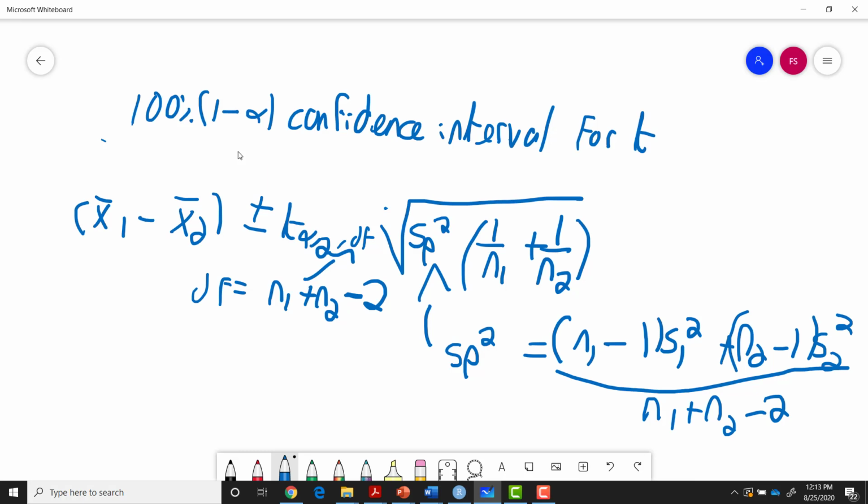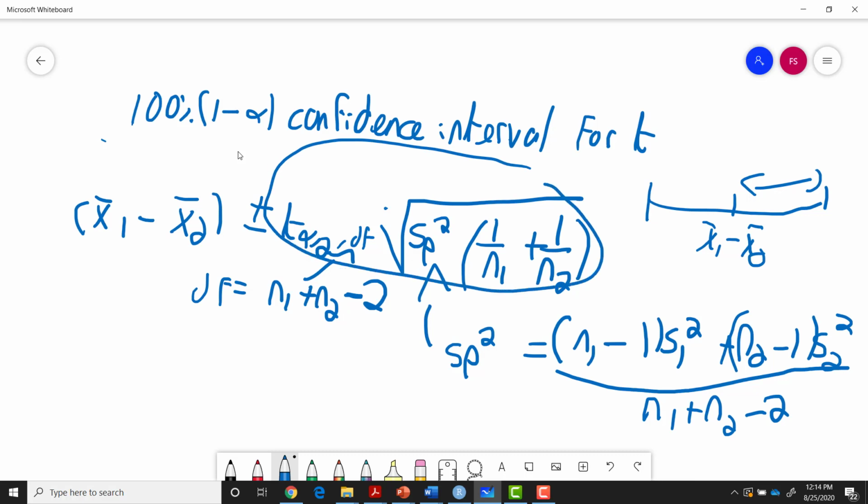So that's the confidence interval for t. But again, don't need to worry about the formulas too much. Just be aware that in all of these, x bar 1 minus x bar 2 is down here, and this guy here is the margin of error.